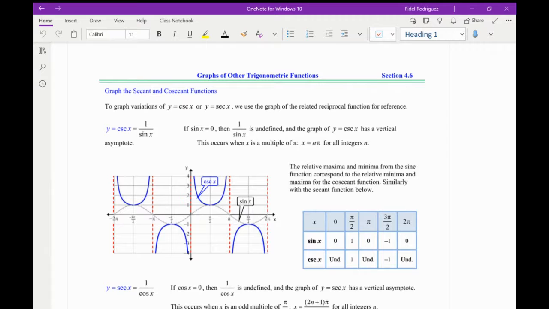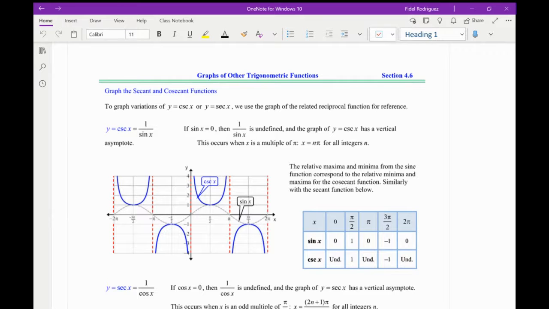All right. So guys, what we're doing here is we're going to talk about graphs of other trig functions. Today we're going to be graphing secant, cosecant, tangent, and cotangent. If y'all remember, there were some reciprocal identities. We said that the sine and the cosecant were reciprocals.